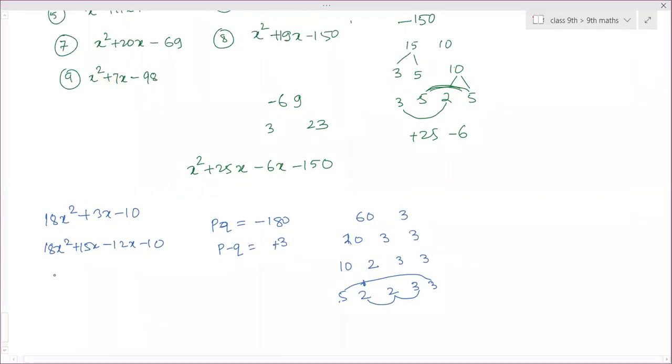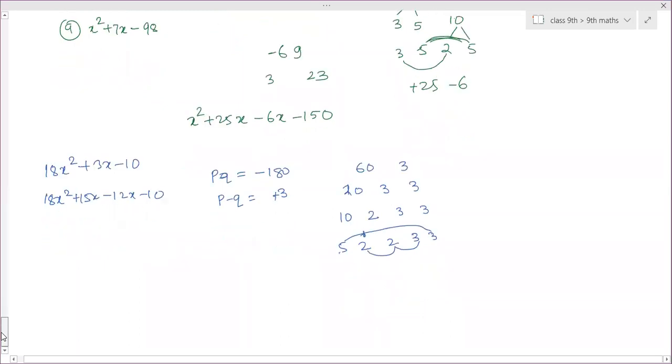All with x. So with x square coefficient is there. Now you have to take the product of the numbers as the product of this x square coefficient and constant. So here the product needed is 18 into minus 10. So the product of two terms that we need is equal to a into c. A is the coefficient of x square and c is the constant term, not only the last term.